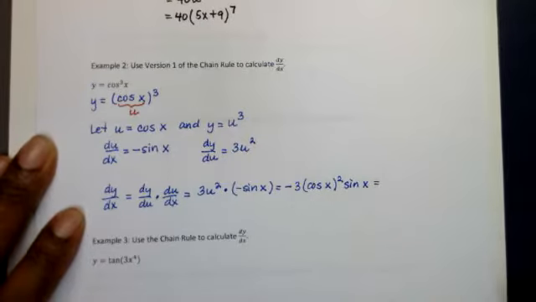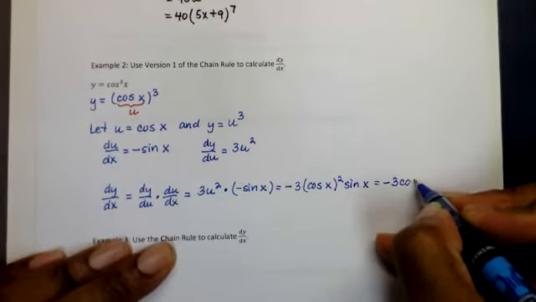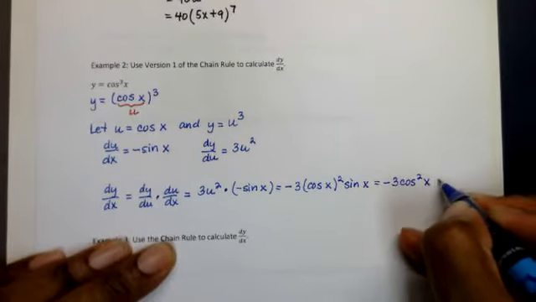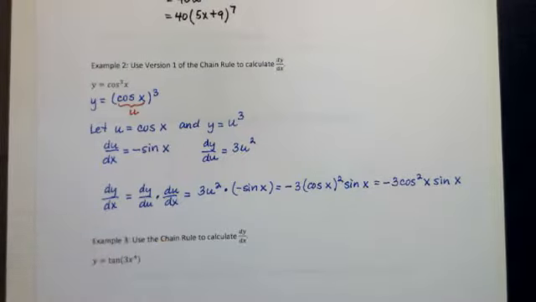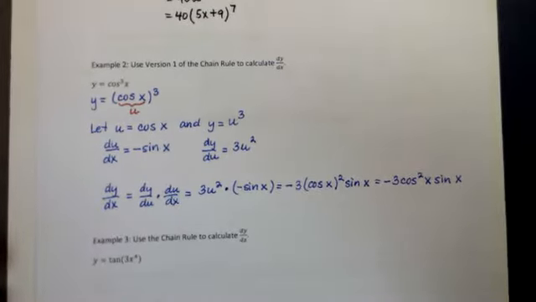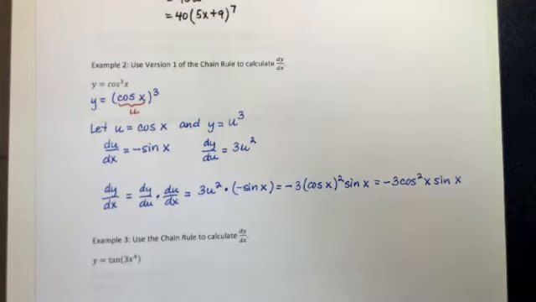And I can write cosine of x squared as the cosine square of x. So it'll be negative 3 times the cosine square of x times sine of x. And that will be the final answer for that problem. So using the first version of the chain rule, dy dx, or the derivative of the cosine cube of x, will be negative 3 cosine square of x times the sine of x.